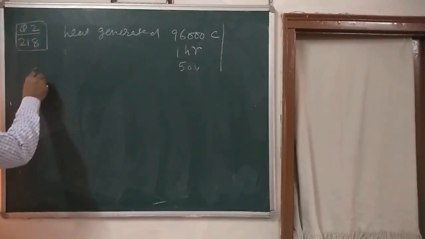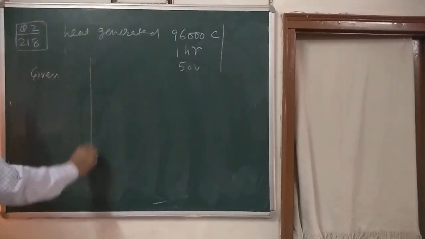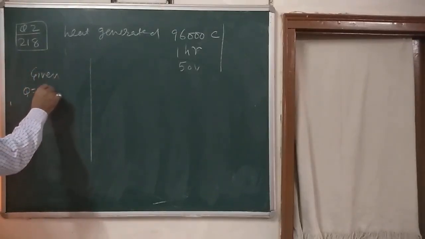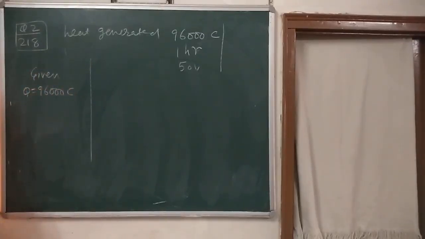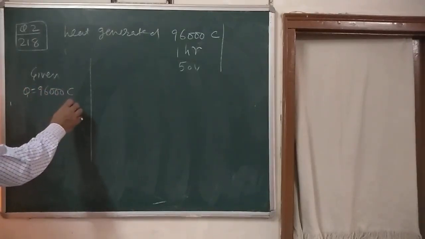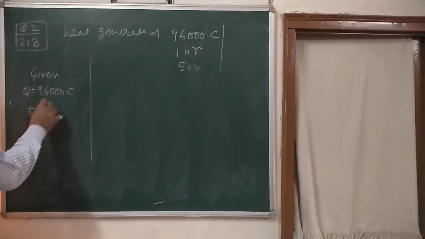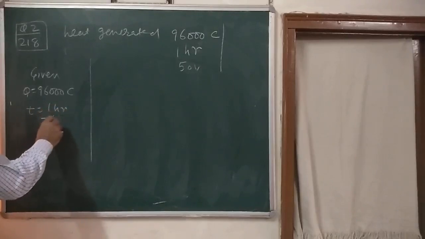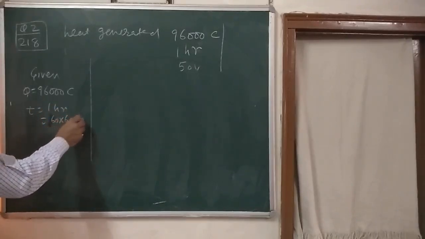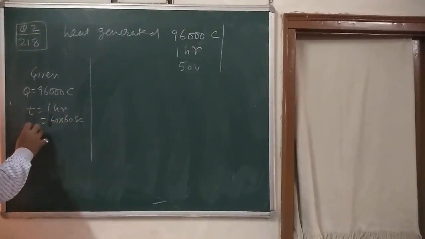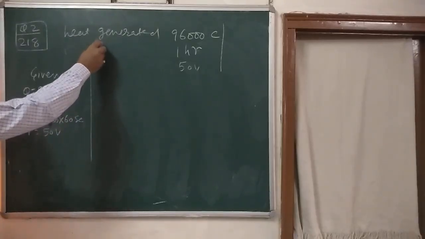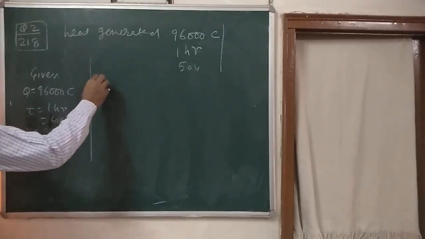So what are the things given to us? First write down. Here, children, Q is equal to 96,000. Then time is 1 hour. 1 hour means 60 into 60 seconds. And voltage here is 50 volt. I want to calculate only the heat generated.